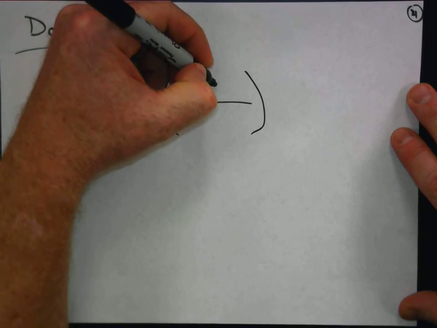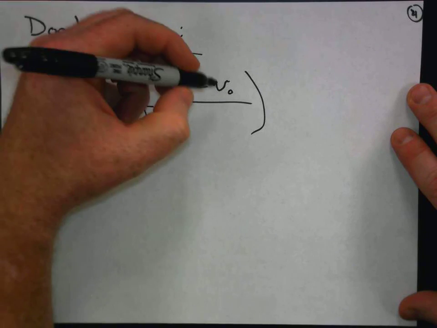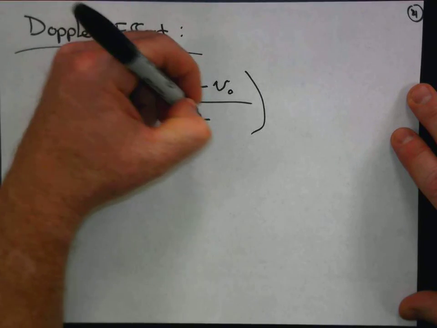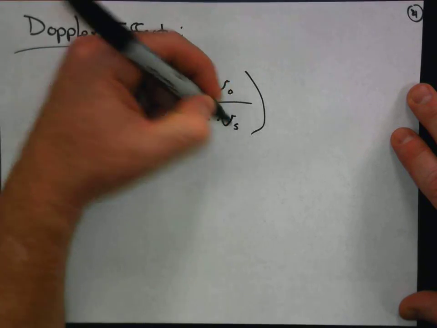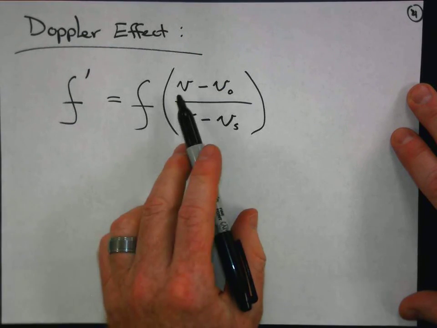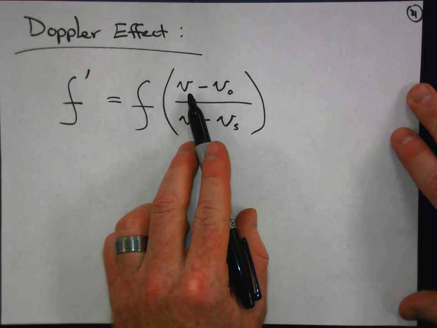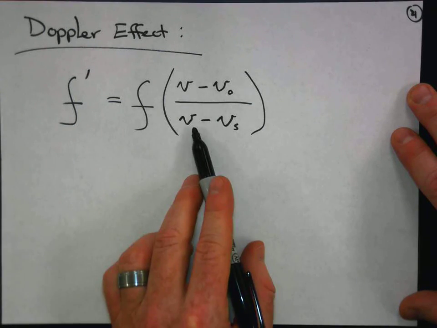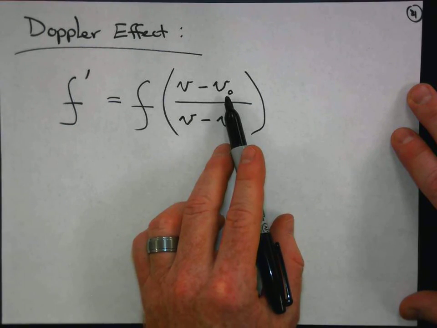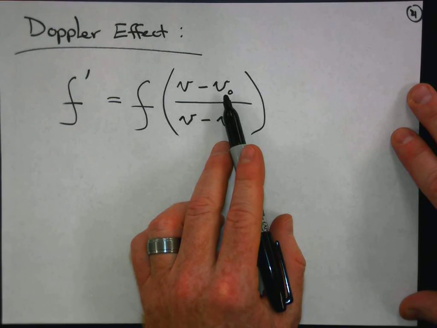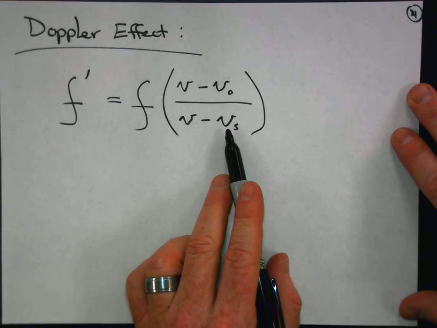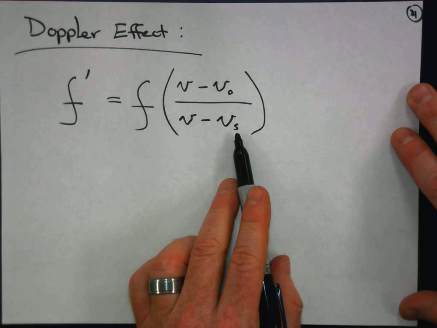(V minus VO) divided by (V minus Vs). With no subscript, that velocity is the velocity of the sound wave. And we see it twice. Okay. VO is not initial. Remember, that's velocity of the observer. And Vs is velocity of the source.